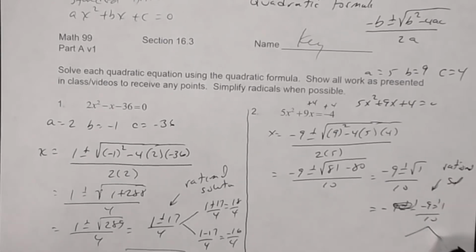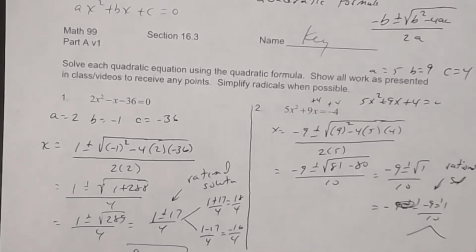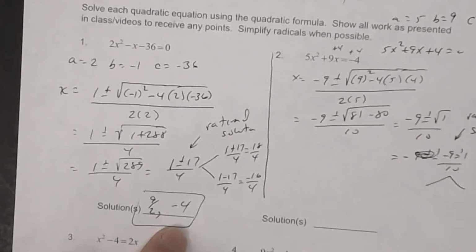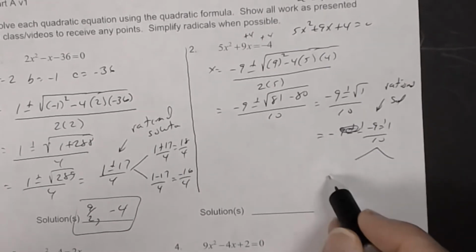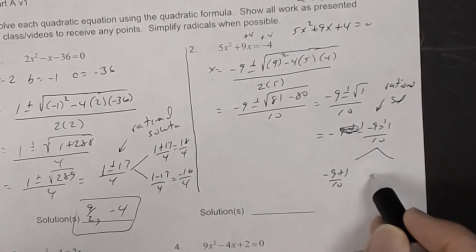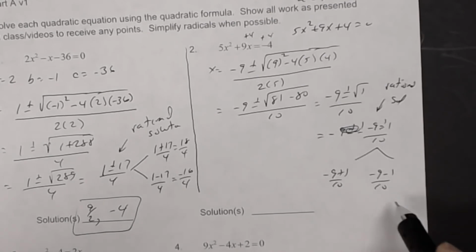So I expect you to split it apart. I expect you to tell me what they are. What are those numbers? What are those fractions? Okay, so I get negative 9 plus 1 over 10, and the other one's negative 9 minus 1 over 10.